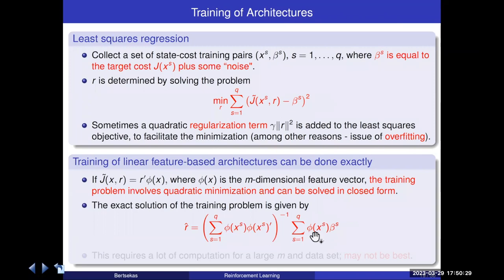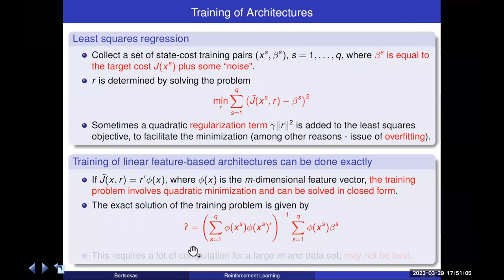And remember now that phi sub x is a column vector, m-dimensional column vector. Phi sub x prime is the transpose of that, m-dimensional row vector. So this is an m by m matrix, square matrix. M can be large, so this can be gigantic. So that may be a problem. Also, you have to add all those over all components of the data set. So this Q can also be very large. And then you have to invert that.